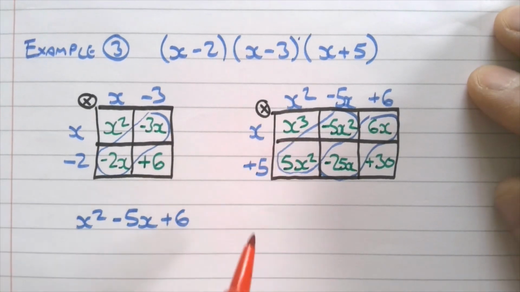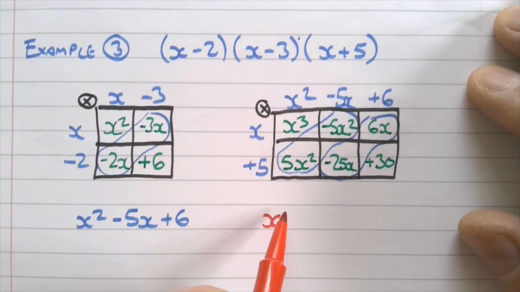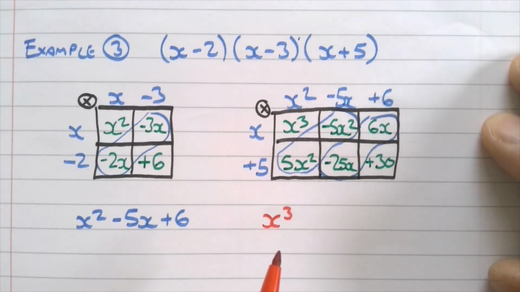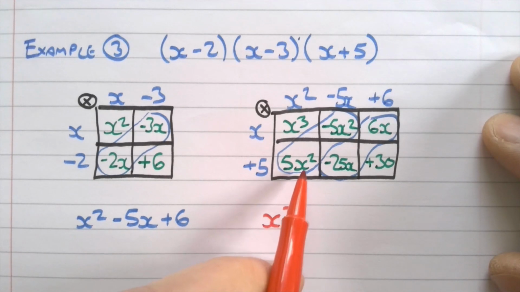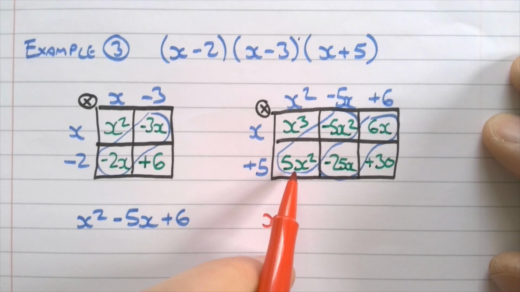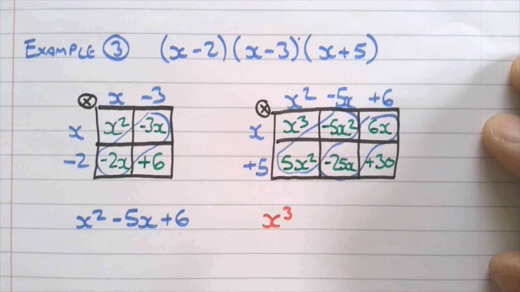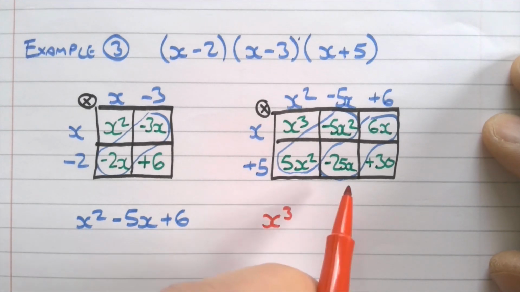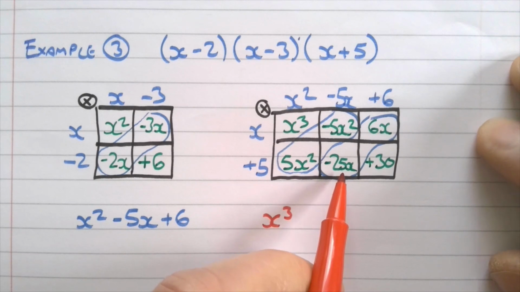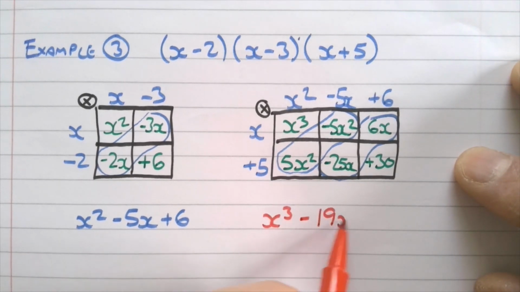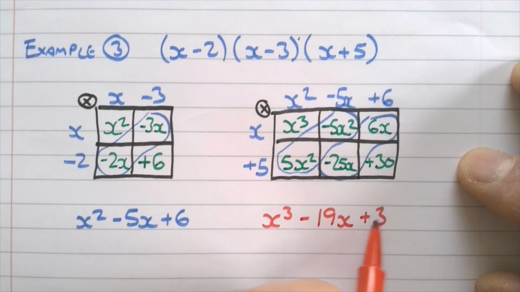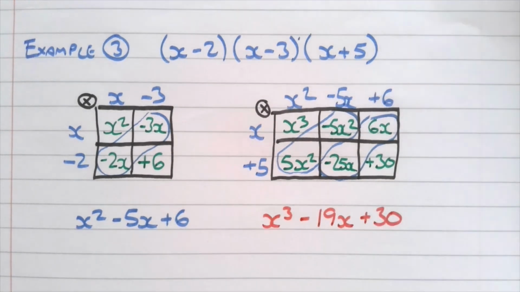So the most important term is the x cubed. The next most important term is the x squared, so we've got positive 5 lots of x squared, take away 5x squared, there's no x squareds, they've gone away. Negative 25x add 6x is going to be negative 19x, and then the plus 30, and we're done.